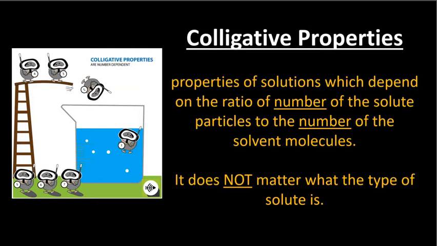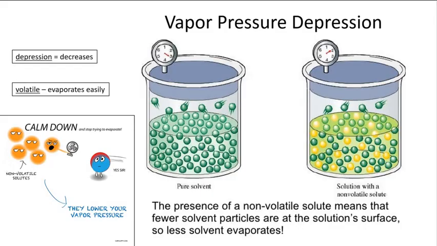Okay, so the first colligative property we're going to talk about is vapor pressure depression. Hard saying that fast. Vapor pressure depression. Now, depression simply means that something decreases. So this is the pressure of the vapor is going to decrease. Now, if you look at the pictures, if you just have a solvent, for example, water, the pressure above it will actually be higher than if you have something like salt water or sugar water.